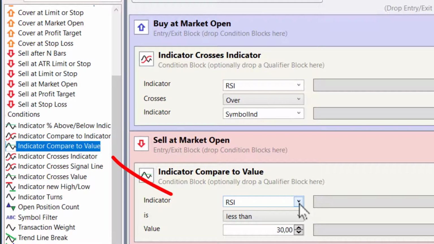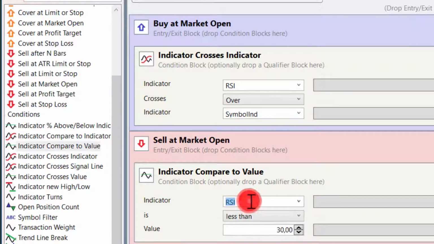Now wait, why did he drag over indicator compared to value? Didn't he say the close has to go up 2 days in a row? And yes, open, high, low and close are all indicators. Even volume is a possible indicator. Always remember that. Now let's find our 2 days up in a row, which is called consecutive up or consec up. Has to be equal to 2, which we changed now.